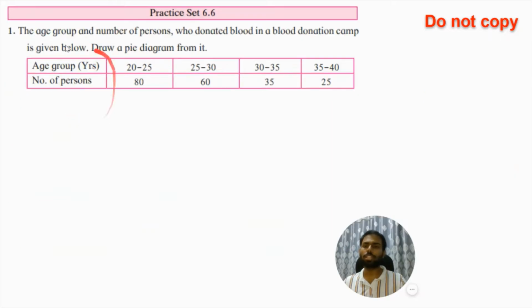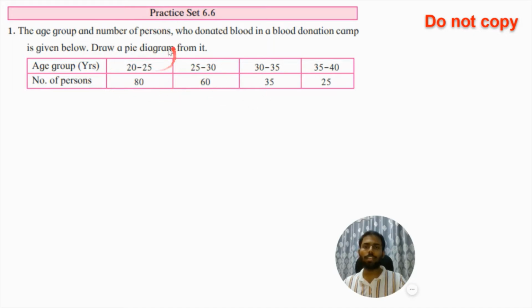Okay, so let us begin with first question of practice set 6.6. The question reads, The age group and number of persons who donated blood in a blood donation camp is given below. Draw a pie diagram from it. Okay, यहाँ पे age group दिया years में and यहाँ पे number of persons. So 80 persons who donated the blood were in the age group of 20 to 25. 60 people who donated blood were in the age group of 25 to 30. 35 persons who donated blood were in the age group of 30 to 35, and 25 people in the age group of 35 to 40 donated their blood in the blood camp. Okay, that is what the data is trying to tell you.